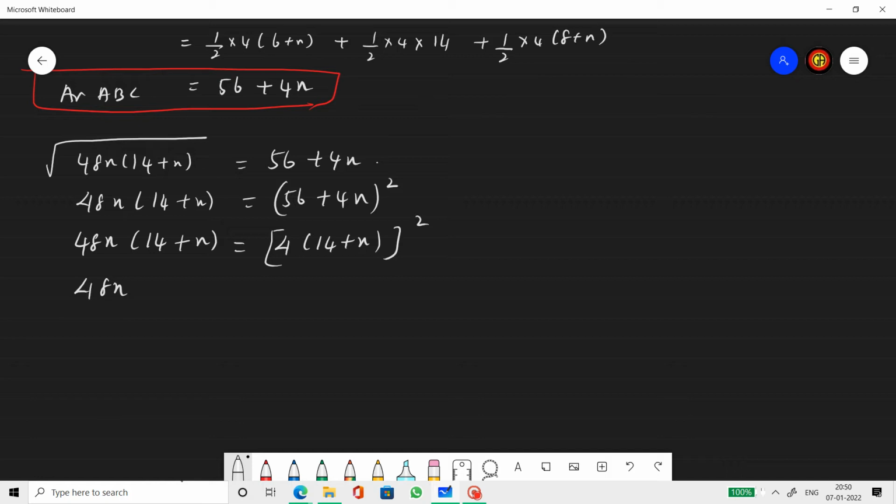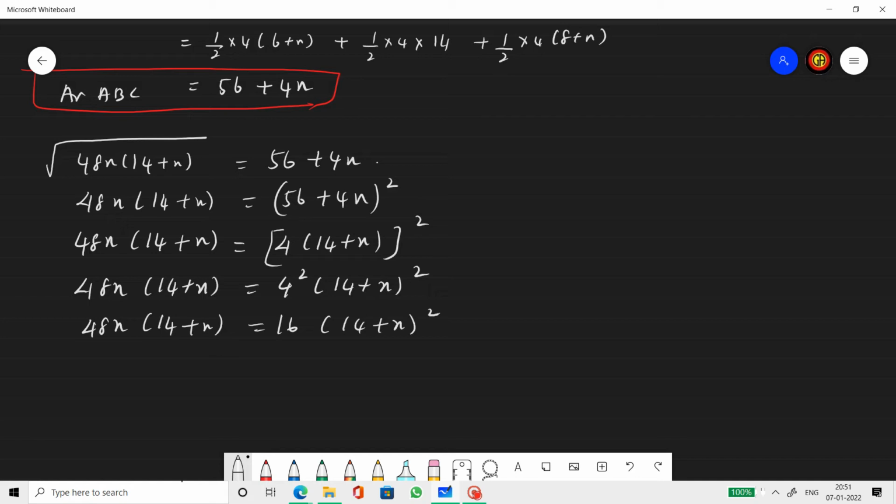So 48x into (14 + x) equals 4 square into (14 + x) the whole square. Now 48x into (14 + x) equals 16 into (14 + x) the whole square. Now take all the terms to one side. Do not cancel (14 + x) because x gives us a value which is relevant to the question. So take it to one side.